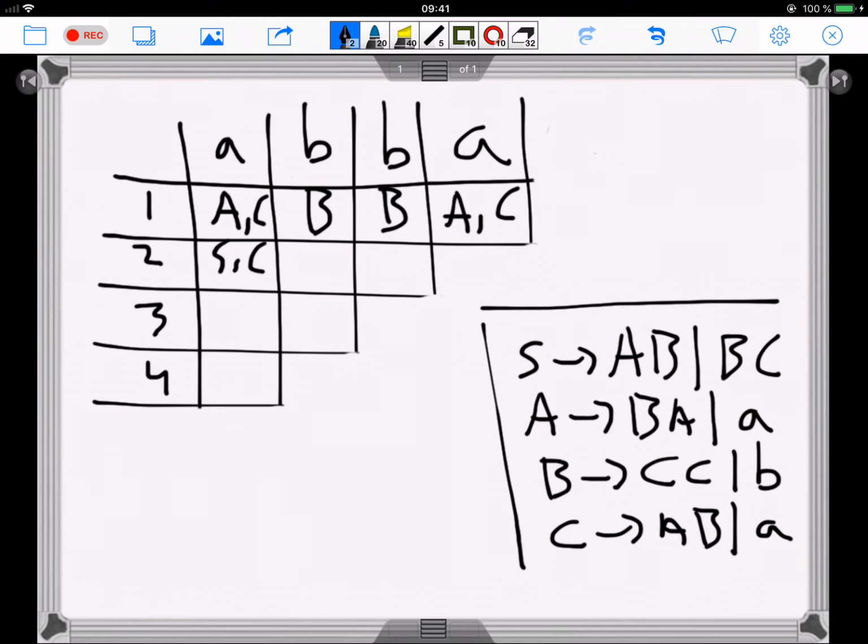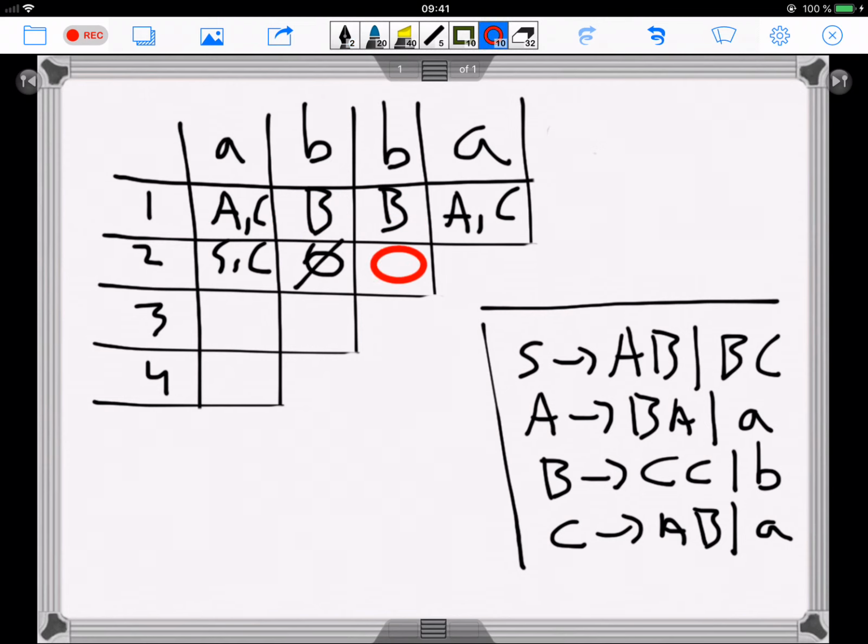S and C. For this cell here, we need to consider B and B, but B and B is not generated by any production in the grammar. So here we have the empty set.